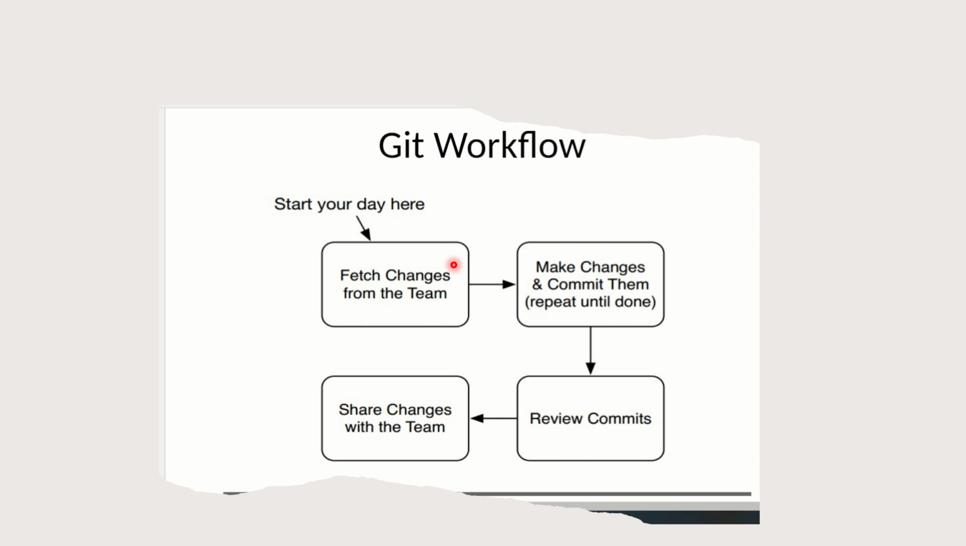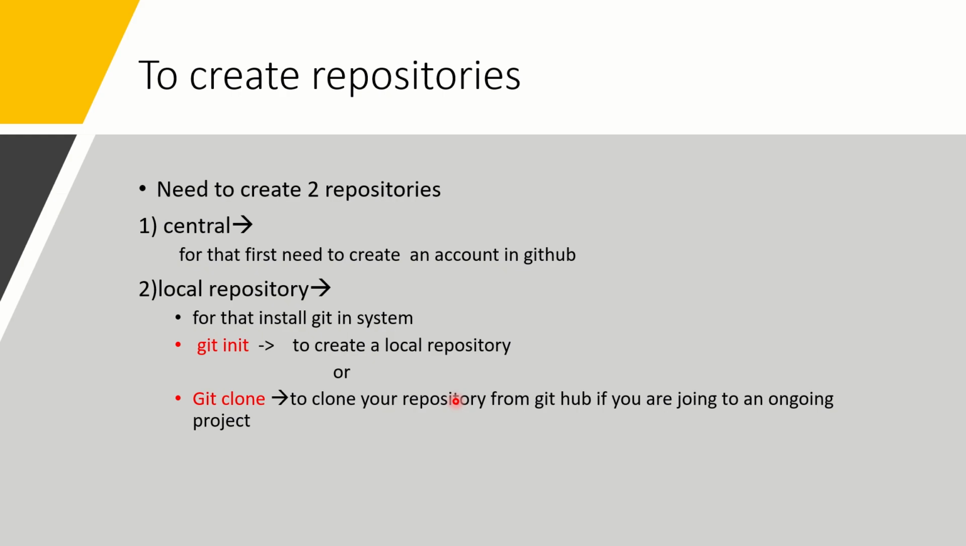After fetching the changes from the other team members, each developer can make their own changes and save them. This process will be continued. Each time they may review the commits, or they can see which updates have been done on different files. After that, they can commit and share their content, so that the file updated by that particular developer can be viewed by other team members. So this is the actual workflow of Git.